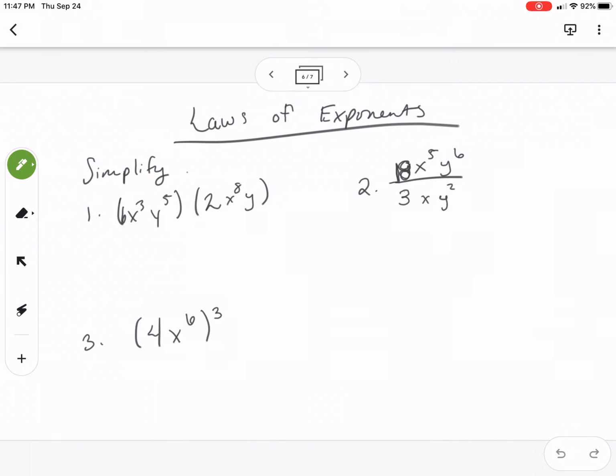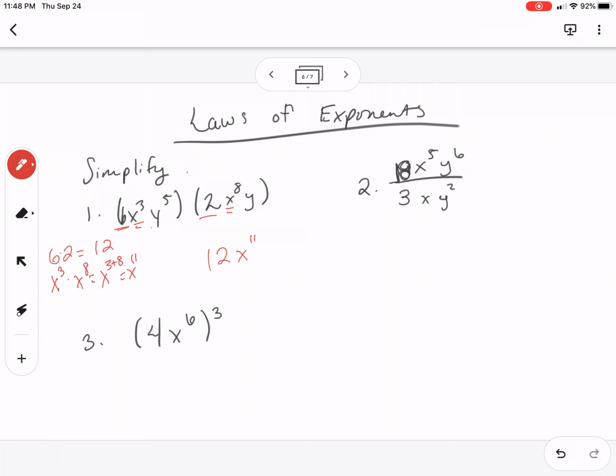Another topic covered was laws of exponents. So we're going to start with a multiplication rule. Here I'm going to start with my coefficients. I have 6 times 2. That's a 12. So I'm going to put a 12 in my answer. Then I have x cubed times x to the 8th. If you remember, when you multiply, you add exponents. So if I add them, I get x to the 11th.